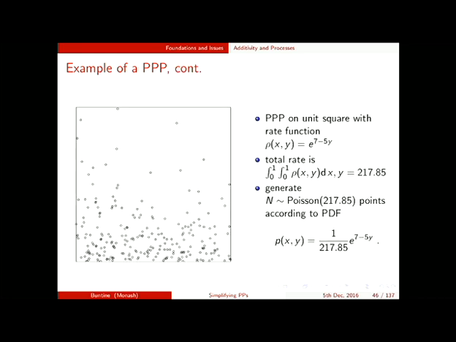Here is a non-uniform rate. In this case, the rate is a function of y, and it says there's fewer points as y gets larger. Now, if we take the integral of that rate, we get 217. That means, on average, there's 217 points in this entire box.